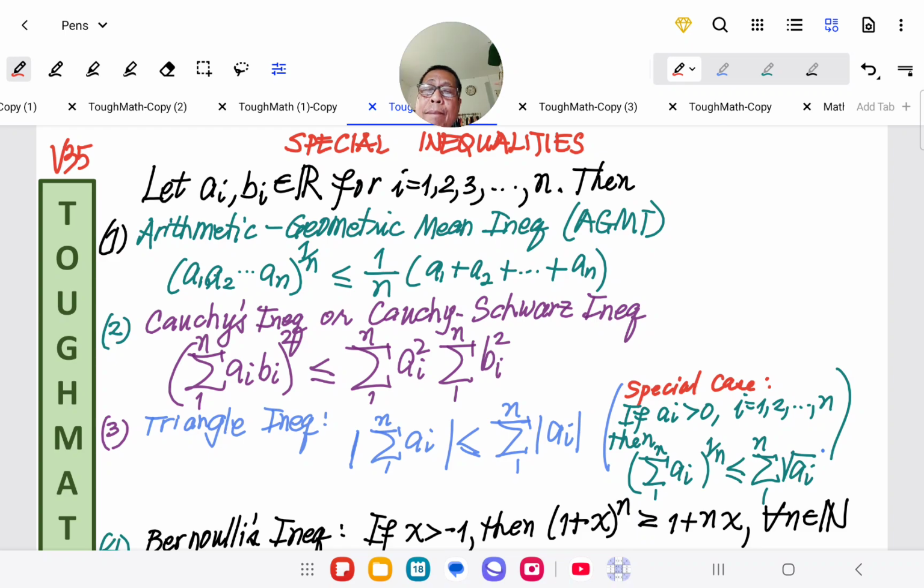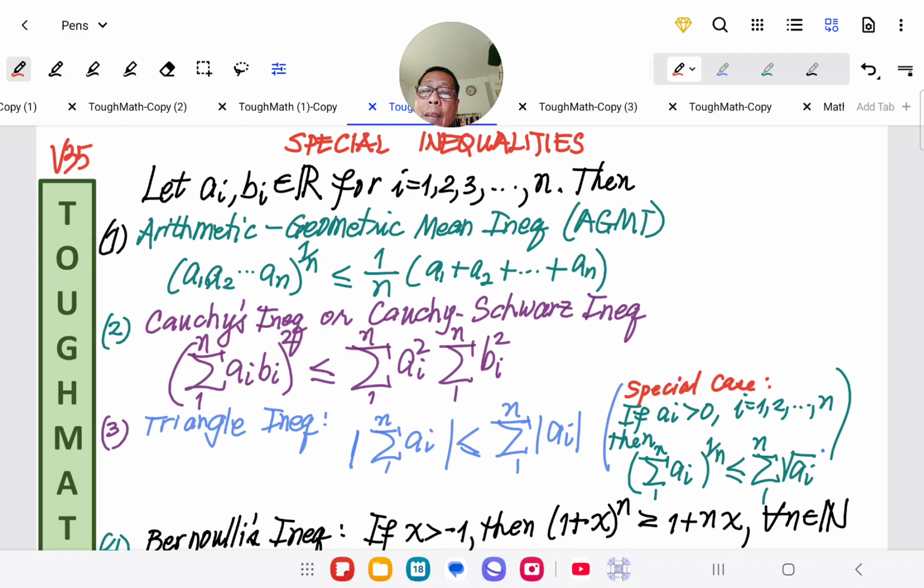It states that the nth root of the product of a sub 1, a sub 2, up to a sub n is less than or equal to the average of the sum, or 1/n of the sum a1 plus a2 plus up to an. Or you can also say it is less than or equal to the average of the a_i's.